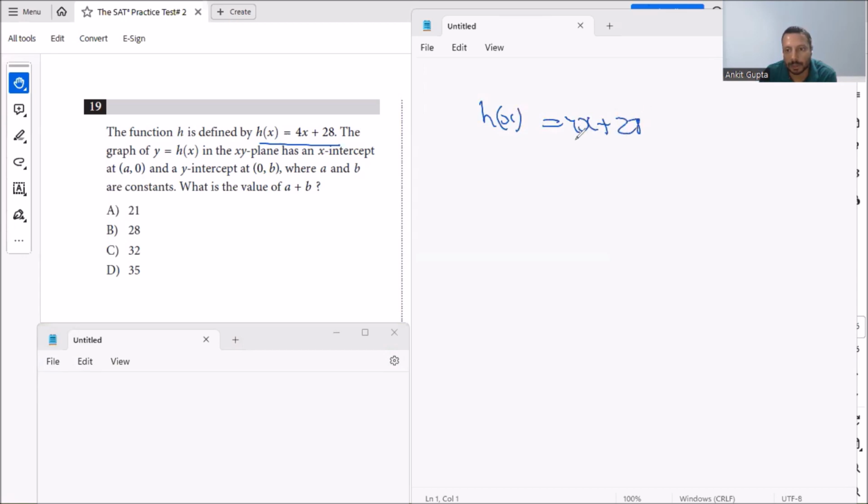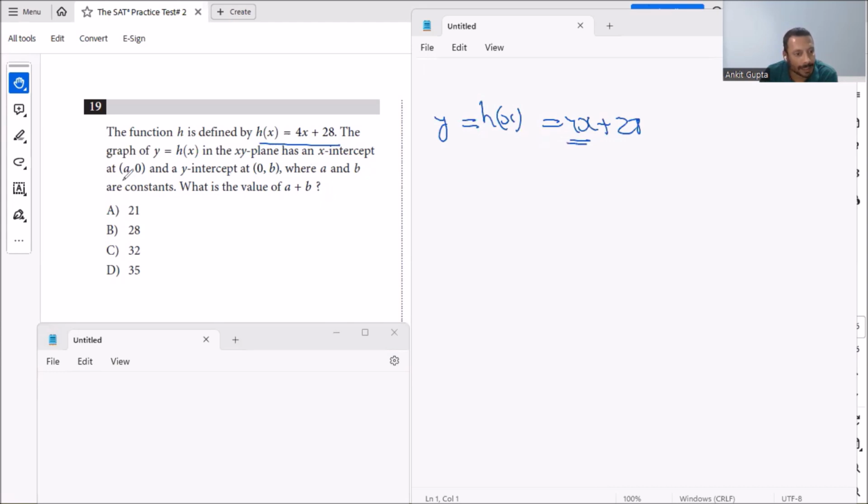The function h is defined by h of x is equal to 4x plus 28. That means when x is equal to 0, h of 0 is equal to 28. The graph of y is equal to h of x in the xy plane has an x-intercept at point a comma 0 and a y-intercept at point 0 comma b, where a and b are constants. What is the value of a and b?